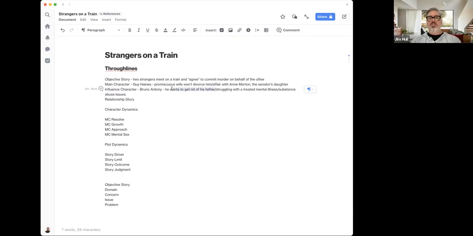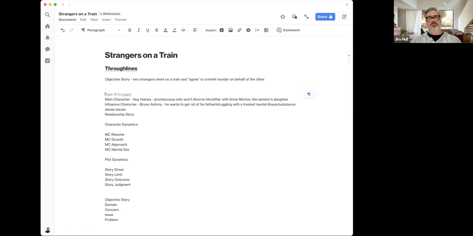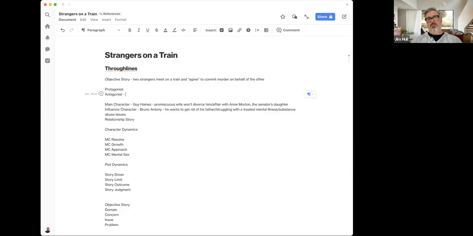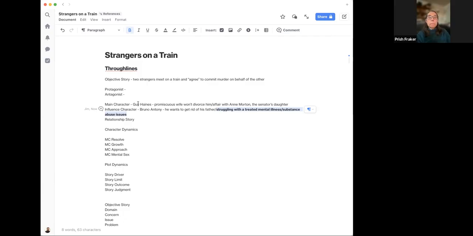Yeah, because him wanting to get rid of his father is probably his role in the objective story. You know, when we talk about who the protagonist is and who the antagonist is. So him wanting to get rid of his father is probably more objective story, whereas this is probably more the subjective influence, the subjective challenge that's challenging Guy to grow out of his own justifications for the things that he's doing.